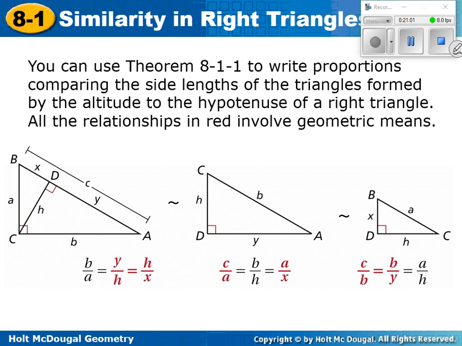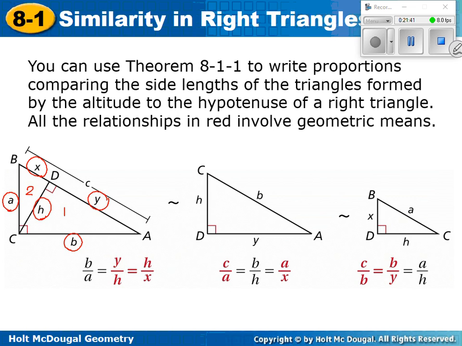Look at this up here at the board. Try not to focus on your notes for a second. Look up here. Do you see this great big triangle divided into two right triangles, right? What they are doing is they are writing a proportion comparing parts of their triangles using the similarity statement. So what they're saying is that B over A would equal Y over H, which is the same as H over X. This comes from comparing the three triangles.